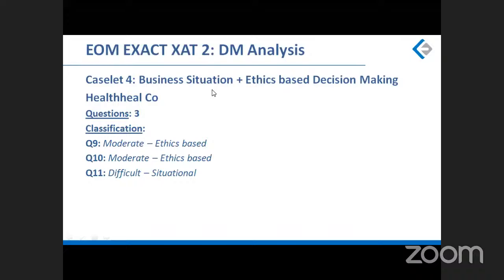Fourth, business situation plus ethics, health heal company. 2 moderate questions, 1 difficult question, out of which both the moderate questions were ethics based. The difficult question was business situation based. So would you rather attempt this passage? If you have attempted the previous 2, the capitalism one and the passage after that, ROG's expansion plans, then this is like a 50-50 case. Maybe you would want to attempt, maybe you would not want to attempt.